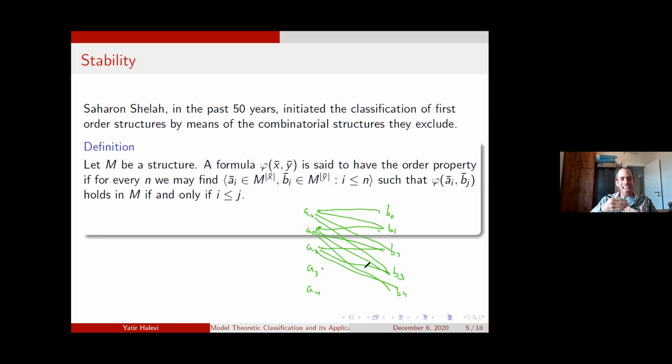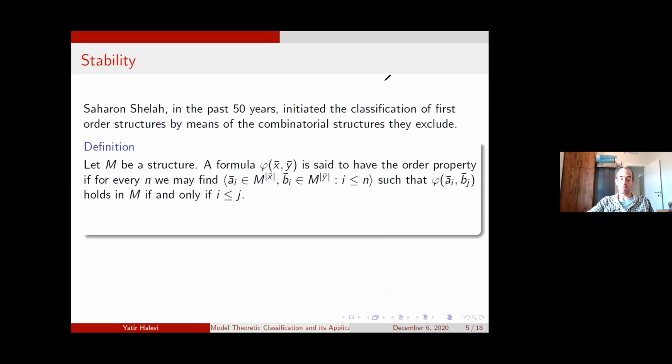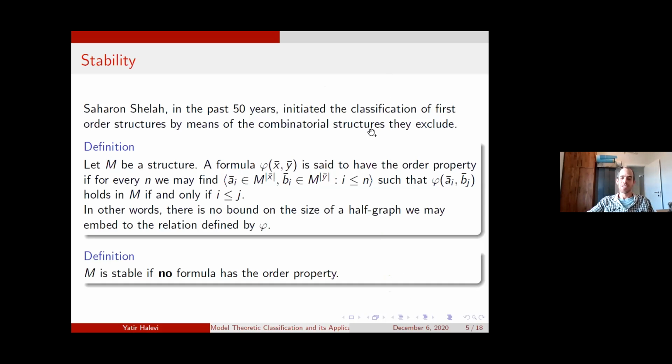Now, we say that it has the order property if we can embed half graphs as large as you want into the relation that phi defines on the structure. Okay, so you can say, so what, right? And it turns out that this is a very, very strong assumption that tells you a lot about the geometry and the algebraic properties that your structure has. And we'll see it in a minute. The definition is: the structure is stable if no formula has the order property. If you can't find any formula such that the relation that it defines on the structure, there is a bound on the size of half graphs you can embed into it.